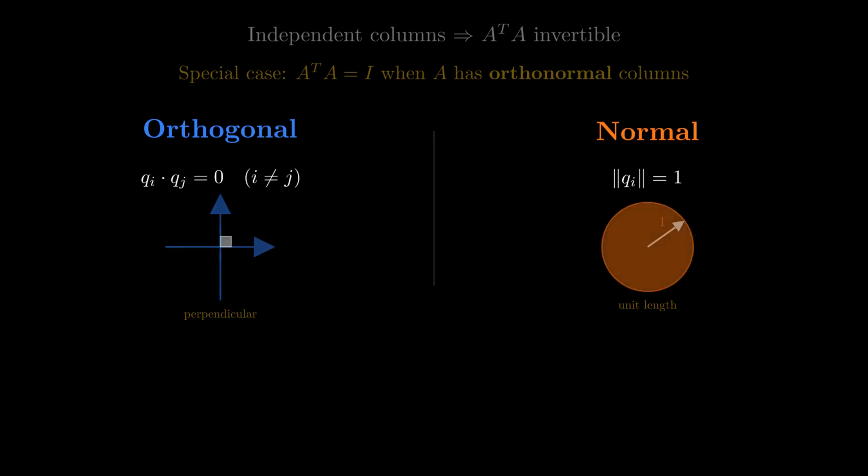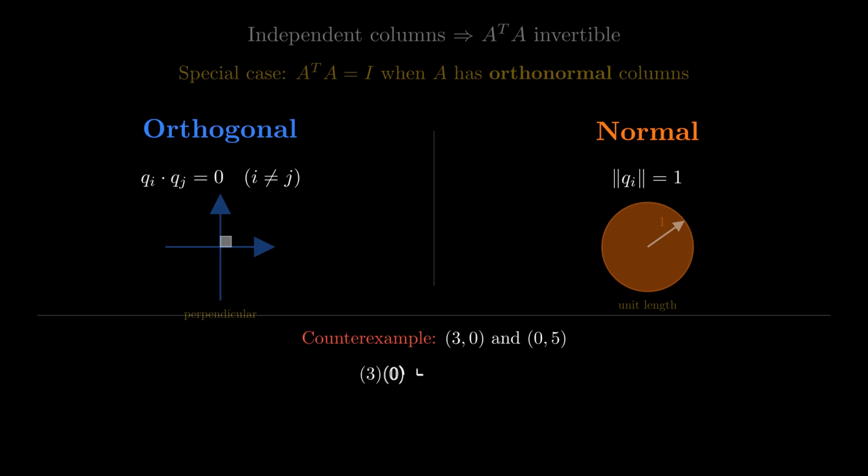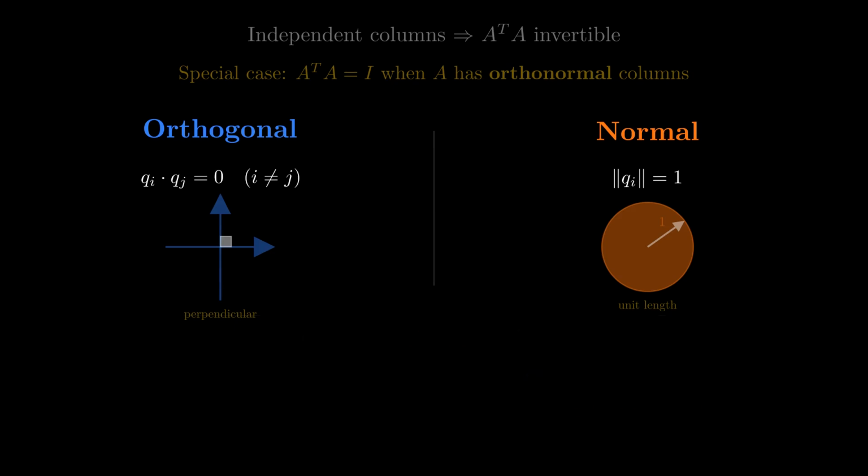Both conditions are required. Here's an important counterexample. The vectors (3, 0) and (0, 5) are orthogonal. They are perpendicular because their dot product is 3 times 0 plus 0 times 5, which equals 0. But they are not orthonormal because their lengths aren't 1. The vector (3, 0) has length 3, and the vector (0, 5) has length 5. You need perpendicularity and unit lengths together.